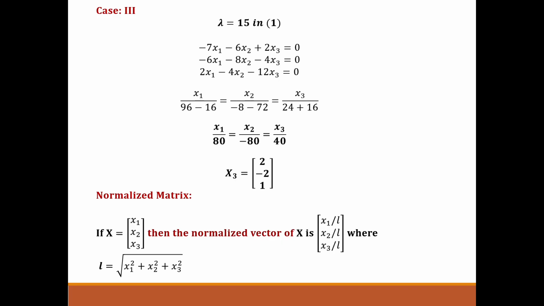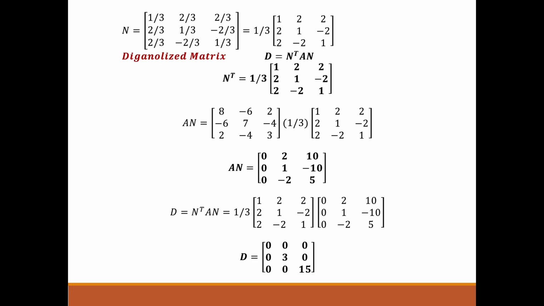Now we are going to find the normalized matrix. The formula for the normalized matrix is: if x is equal to x1, x2, x3, then the normalized vector of x is x1 divided by L, x2 divided by L, x3 divided by L, where L is equal to root of x1 square plus x2 square plus x3 square. Applying this formula, we can calculate the normalized matrix N equal to 1 by 3 into 1, 2, 2, 2, 1, minus 2, 2, minus 2, 1.